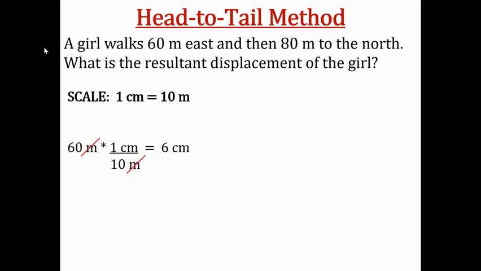I can use that scale to figure out how big to draw my vector arrows when I'm adding them head to tail. When I use my ruler to draw the 60-meter east vector, using my scale, I'm going to convert from meters to centimeters. And now I can see that I'm going to draw a 6 centimeter long arrow for the eastward pointing vector. And if I do the same thing for the northward pointing vector, I can see that I'm going to draw it 8 centimeters long.